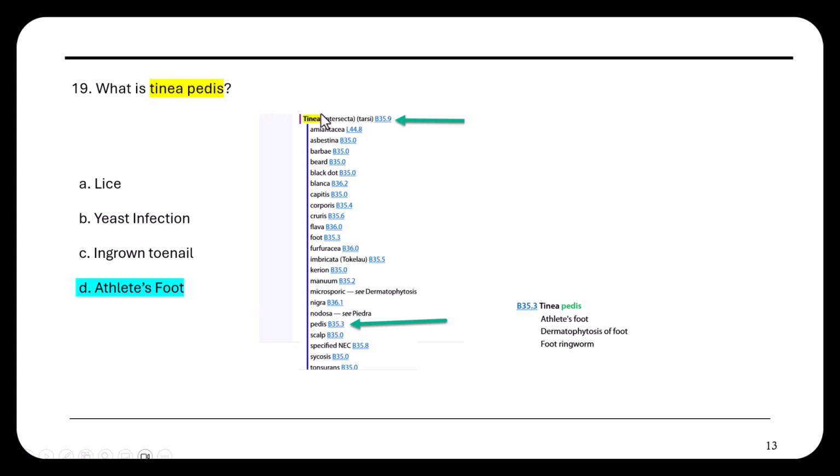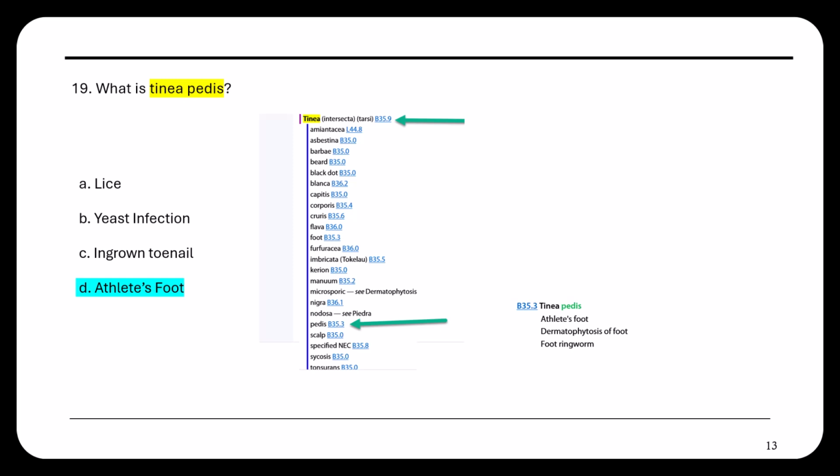I looked up tinea, and it's showing me it right here. Then pedis, referring to the foot, pedal pulses. So this still didn't tell me anything. So I went to B53.3, and here it is, the actual tabular index. And right underneath it, athlete's foot. Guess what? That's the answer I need, athlete's foot.